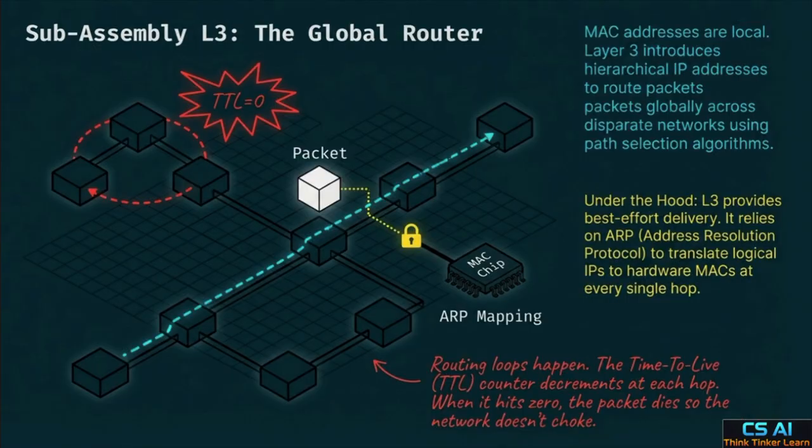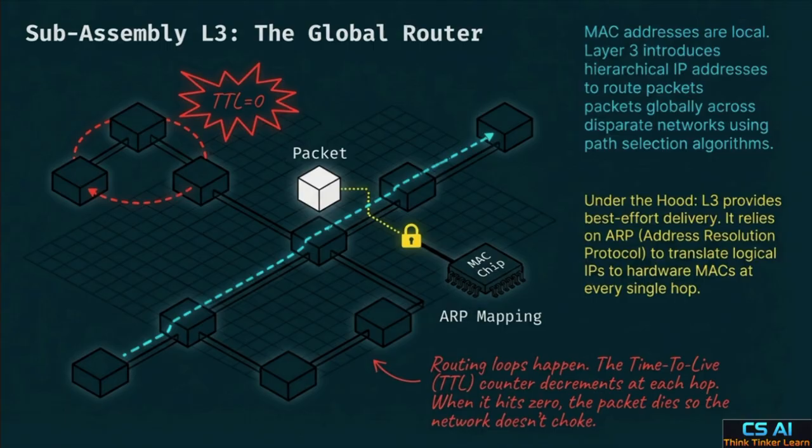Now we move up to the global router, layer 3. MAC addresses are great for a local home network, but they aren't enough to navigate the entire planet. Layer 3 introduces hierarchical IP addresses to route our data globally. How does it do this? It relies on path selection algorithms and address resolution protocol, ARP for short, which maps logical IP addresses to hardware-specific MAC addresses at every hop.